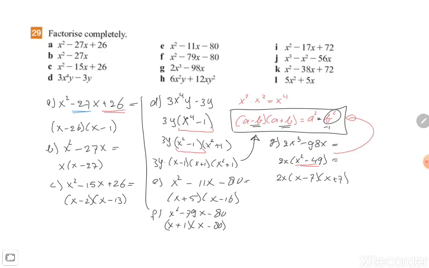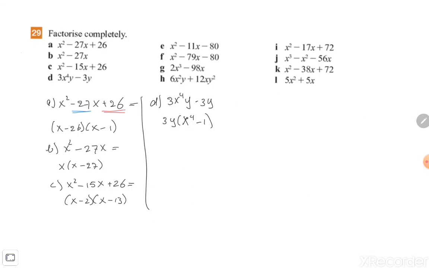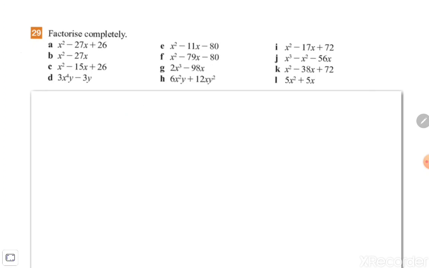And that's G. H. 6x squared y plus 12xy squared. We can put 6x and even a y outside the brackets, and then we still have left x plus 2y. And that's the answer from H. Then I. X squared minus 17x plus 72 is the product sum method again. X minus 8 and x minus 9.